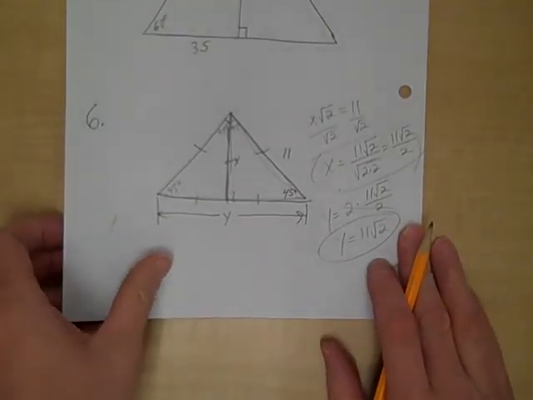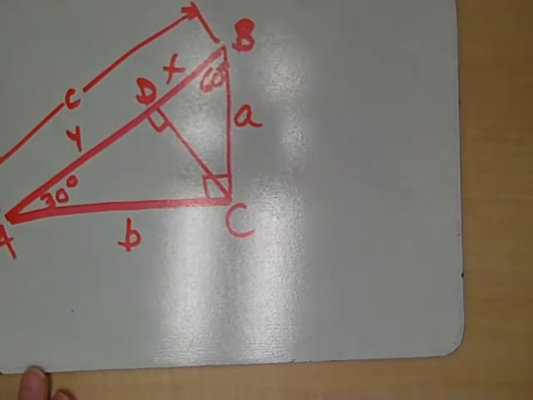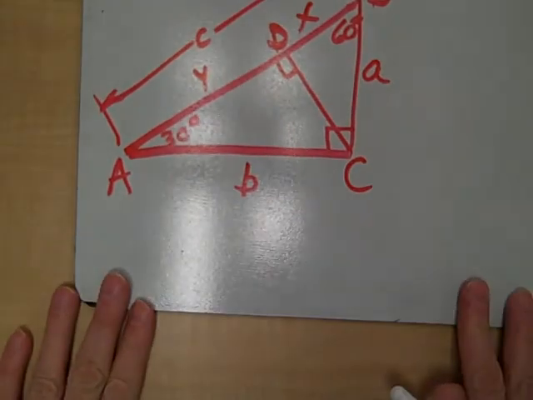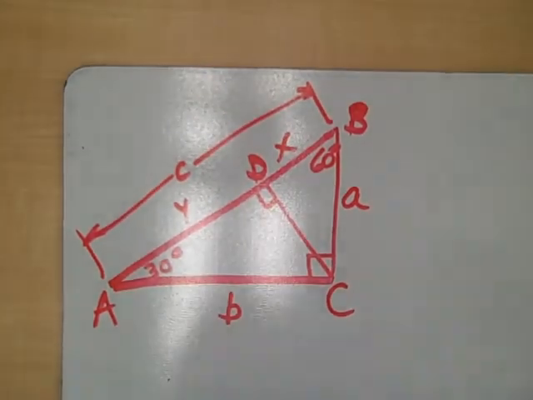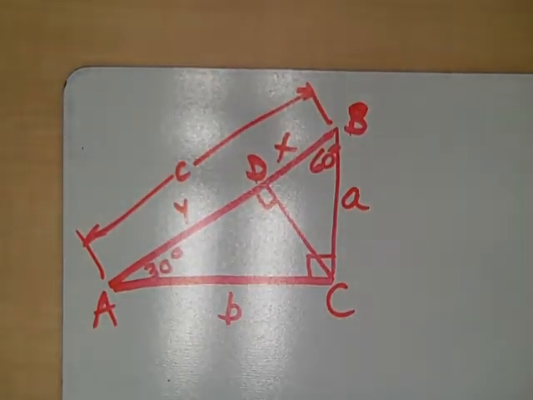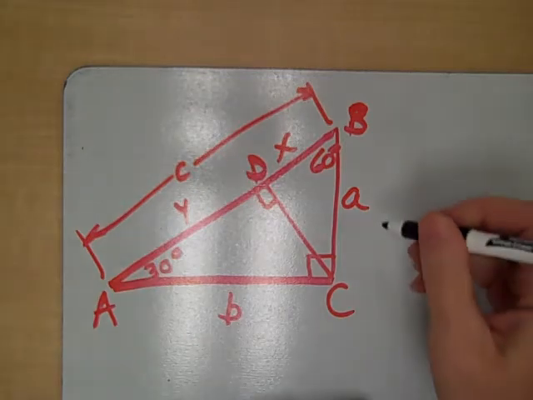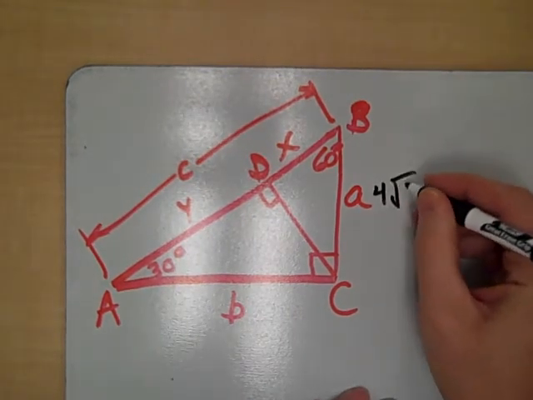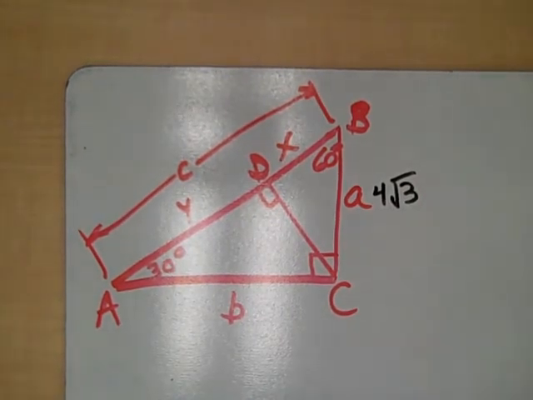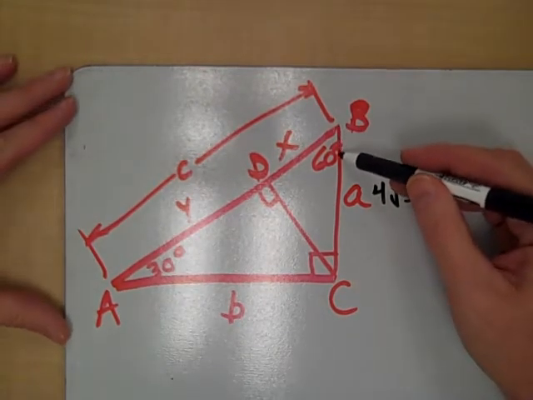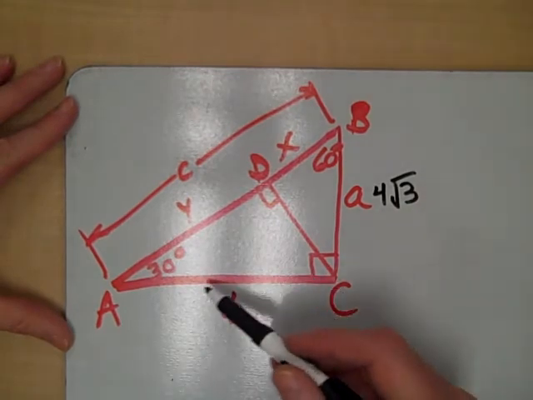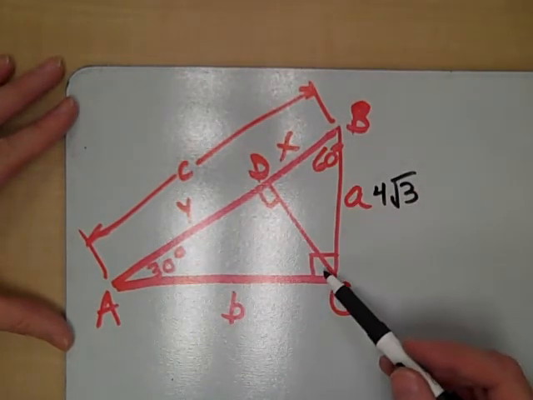Okay, next. Number 7. Now you have the paper in front of you, and we've just got to solve whatever they're asking us to solve for here. This is the general drawing. So what I'd like to do is just put in some information. If A is 4 radical 3, so A is equal to 4 radical 3, find B and C. Well, what I'd like for you to look at is this overall rectangle here.